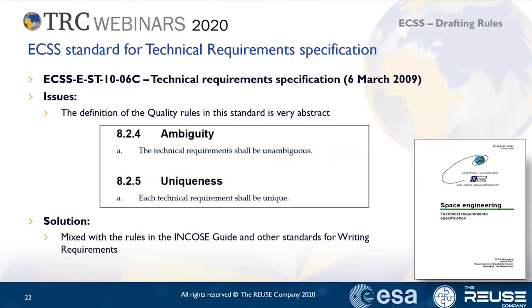So our solution was to take the recommendation from the INCOSE guide for writing requirements. This recommendation has been implemented, as some of you already know, in one of our libraries. And the metrics that we have implemented in this library that are addressing ambiguity or uniqueness are now also part of the library that is presented today. So it is a merging together of both worlds, ECSS and INCOSE, but having ECSS as the reference for classification of these quality characteristics.